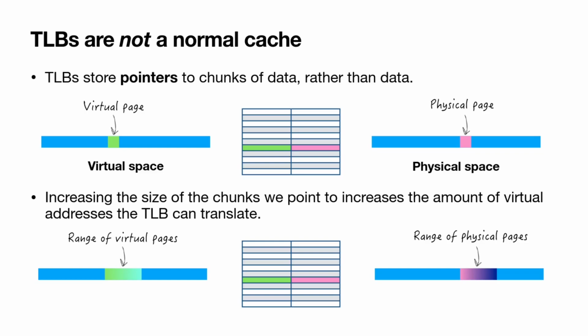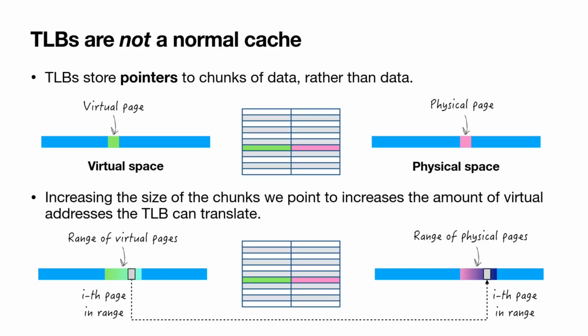The entries of the TLB are exactly the same. Now the virtual address in the TLB points to the beginning of this virtual range and the physical address points to the beginning of the physical range. And then we can translate the ith page in this range of pages into the ith page of the physical range. So in other words, this means that performance of a TLB depends not only on its content, as in a regular cache, but it also depends on how we use that content. And this adds a whole new dimension to this caching problem.